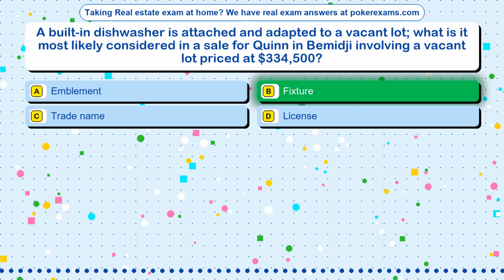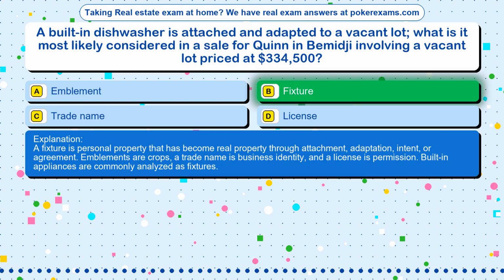The correct answer is option B, fixture. A fixture is personal property that has become real property through attachment, adaptation, intent, or agreement. Emblements are crops, a trade name is business identity, and a license is permission. Built-in appliances are commonly analyzed as fixtures.